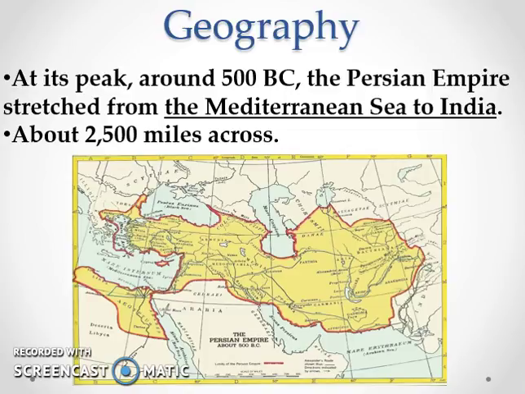Geographically speaking, the Persian Empire at its peak, which was around 500 BC or BCE, stretched from the Mediterranean Sea to India. So if we're taking a look at this map, everything in yellow is the Persian Empire, and it stretched from where the Mediterranean Sea is over here, all the way east to where the Indus River is, and over here is India. So it reached to the Indus River, and it covered all of the area in between, and then a little bit down into northern Africa as well. This is the peak of the Persian Empire, meaning it's when it was at its strongest.